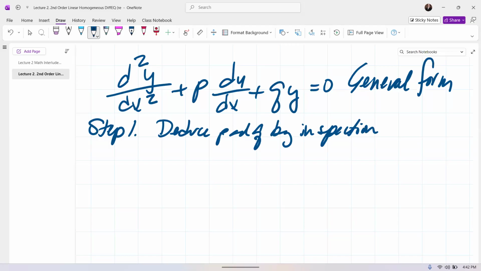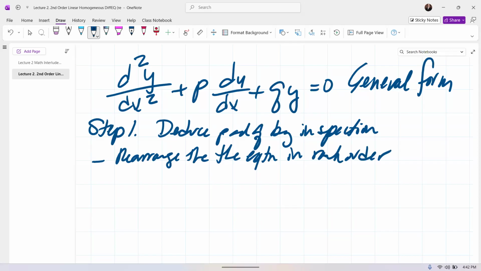So what that means is that we need to figure out in an actual given equation what the values of P and Q are. So the way you do this is you just line them up, but you may need to do a couple of things. You may need to rearrange the equations. So you want to rearrange the equation in rank order. And what I mean by that is you put your highest power derivative first, and then your next power second, and so on. And the other thing you want to do is you want to divide through by the leading coefficient.